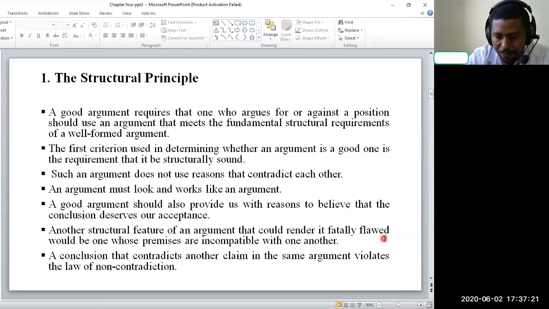you may be in favor of a specific topic, or at the same time you may be against that position. So you may be for or against a position in a certain discussion. It's not problematic whether you are against or for the issue being discussed. But the important thing is that in an argument, you must consider the fundamental structural requirements. It must be well formulated. The arguments, whether against or for a position, must be well formed, which means it must be structurally sound.